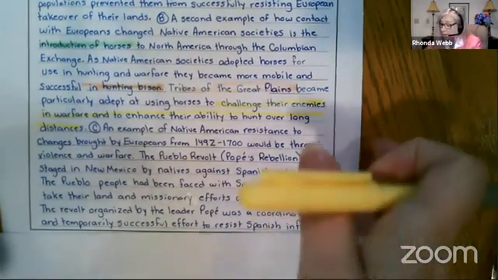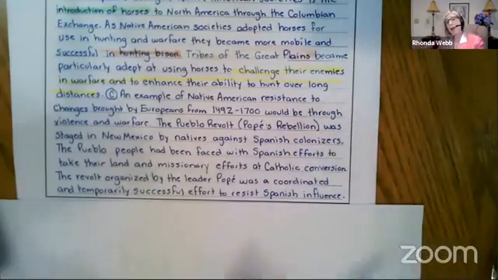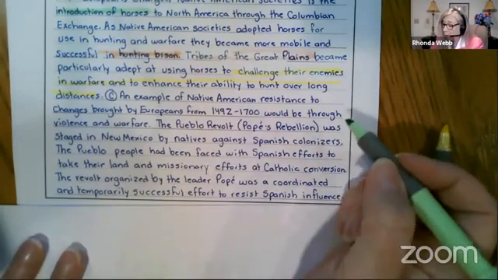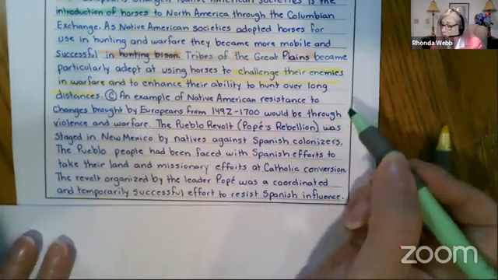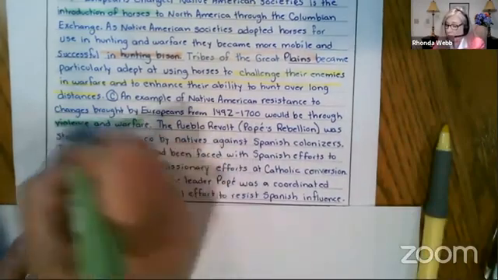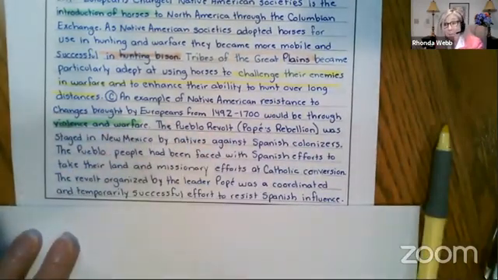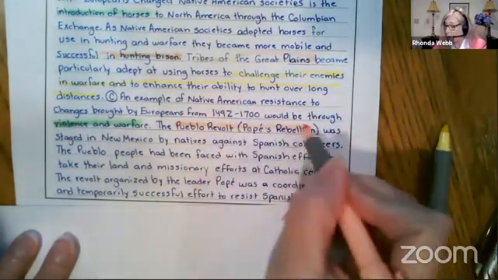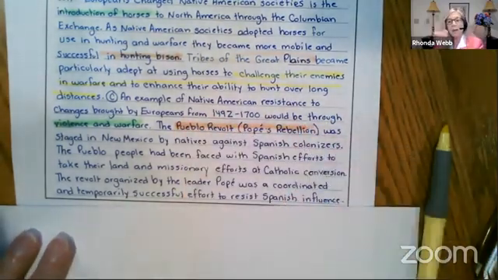Then an example of the Native American resistance. So how did the natives fight back to this? So my answer here, I'm going to say, is the Pueblo Revolt. So they're going to fight back through violence and warfare. There's my answer. My example of where that happened is here with the Pueblo Revolt or Pope's Rebellion. You can use either of those terms.